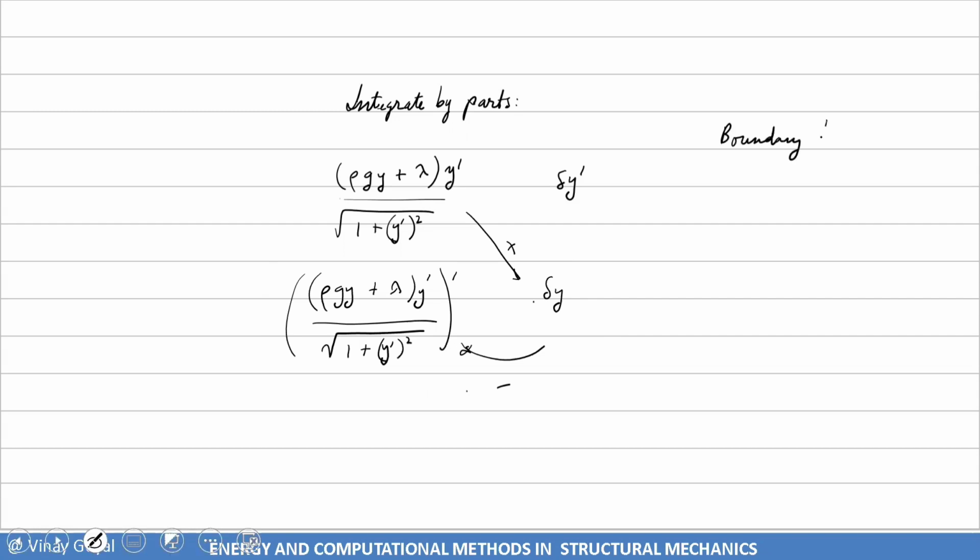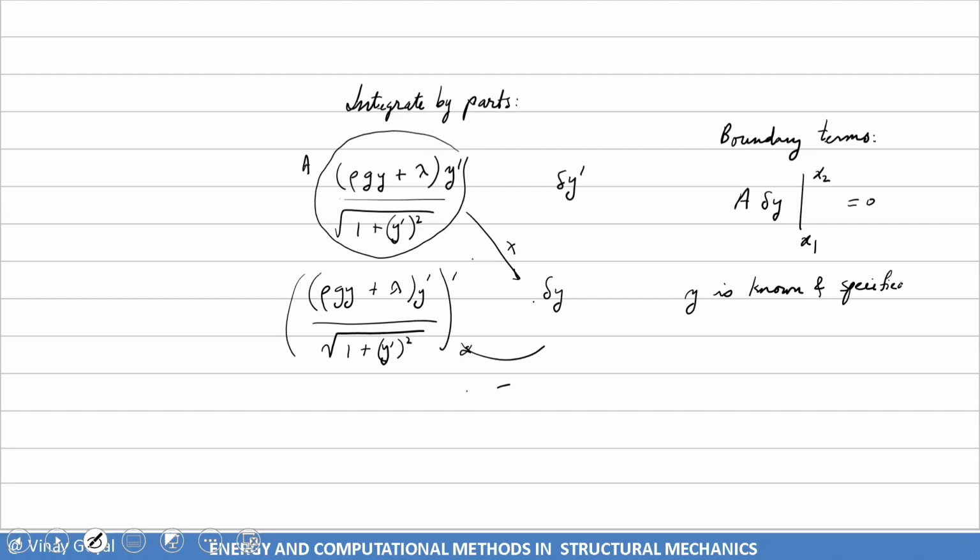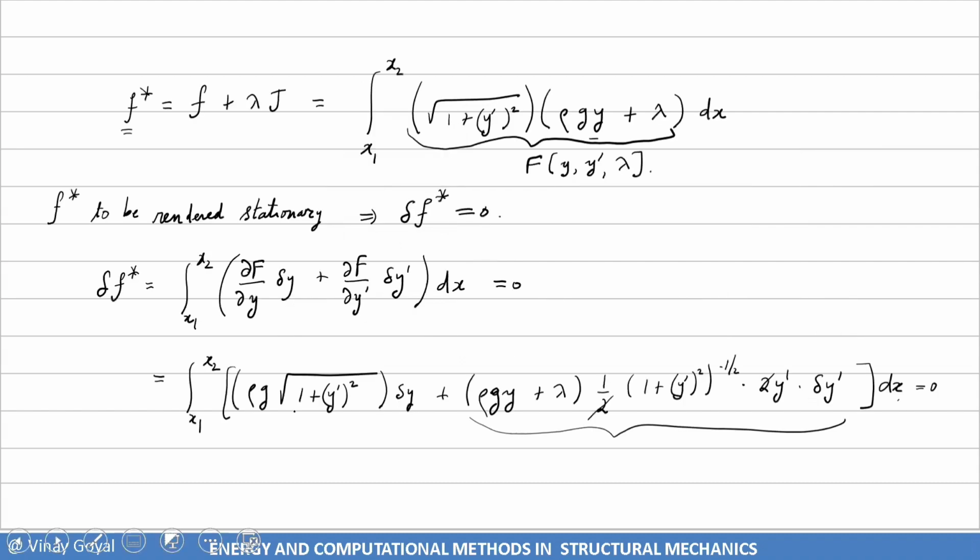The boundary terms vanish. Let's call this A for a second. The boundary terms are A times del y at x1 and x2, and that also needs to be 0. But y is known and specified at the boundaries, and for that reason del y must be equal to 0 at x1 and x2. So the boundary term vanishes. The only thing that remains is what's inside the integral.